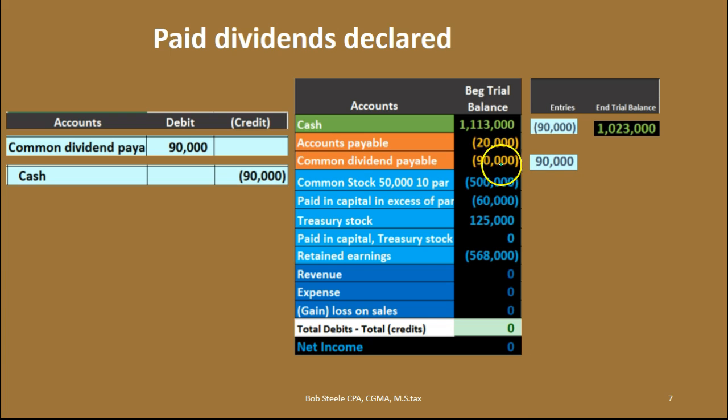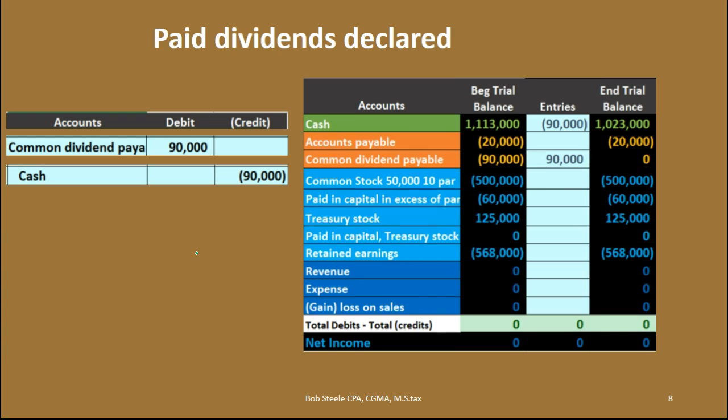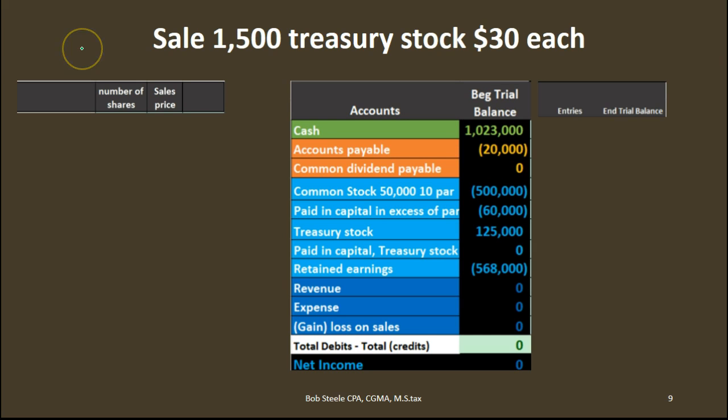So we had 90,000 credit. We're going to debit 90,000, bringing the payable back down to zero. And now the dividend process has been completed. If we bring in all the other numbers, of course, cash goes down. The dividends payable goes down. No effect on net income down here for a dividend, as is the case with something like a draw. Now we're going to sell treasury stock.